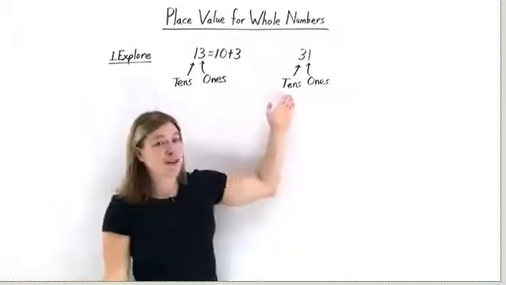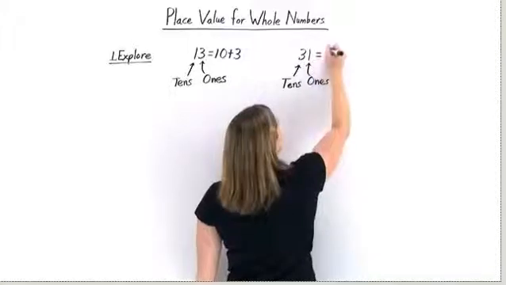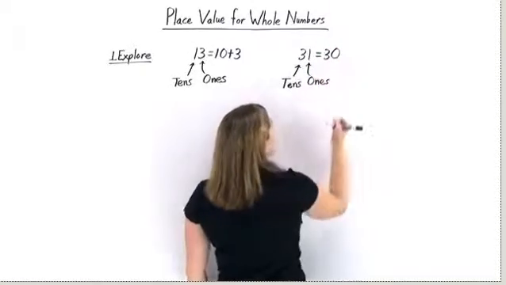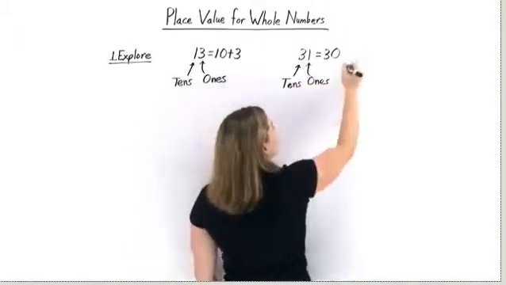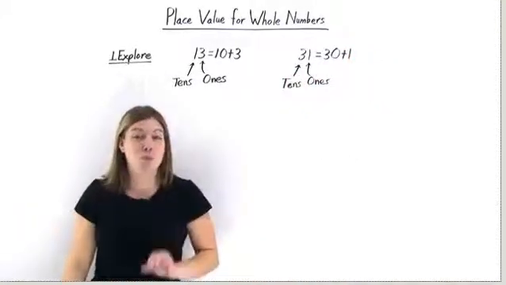And we can do the same thing with 31. Here we see that we have a 3 in the tens place. So we have 3 tens, or 30. And in the ones place, we just have a 1. So there's just 1 there. 30 plus 1 gives us 31.